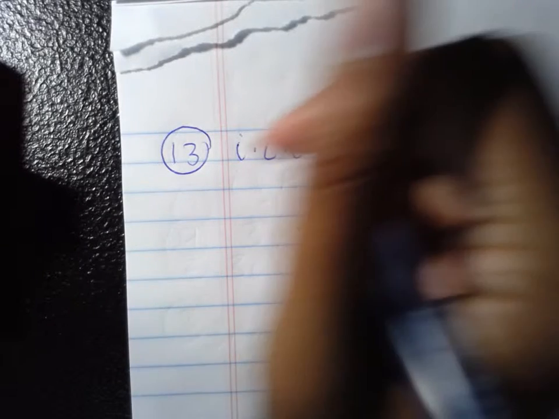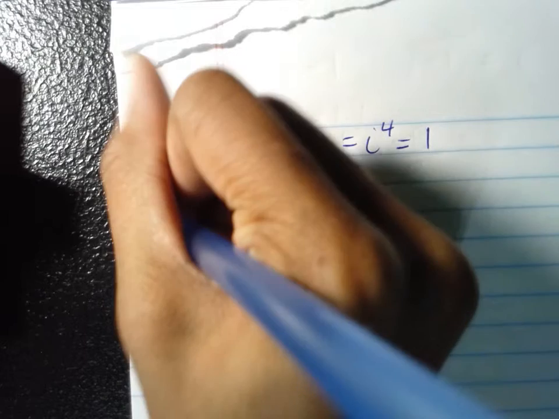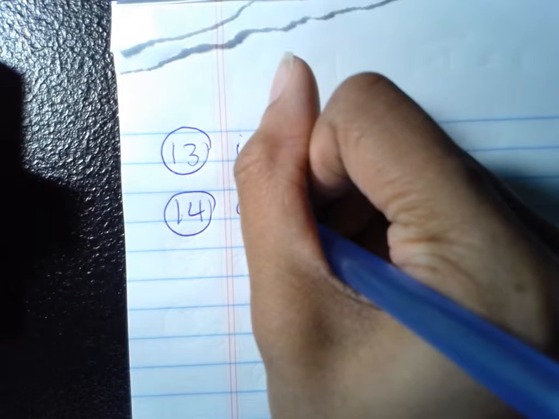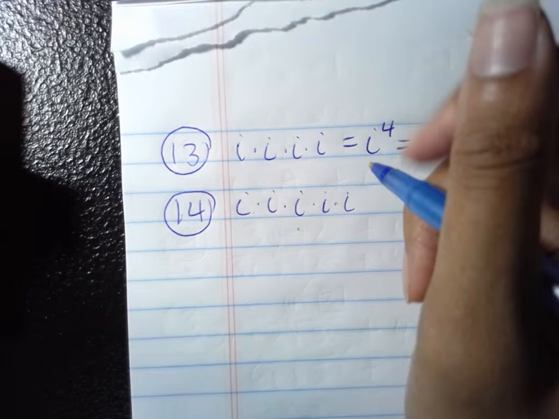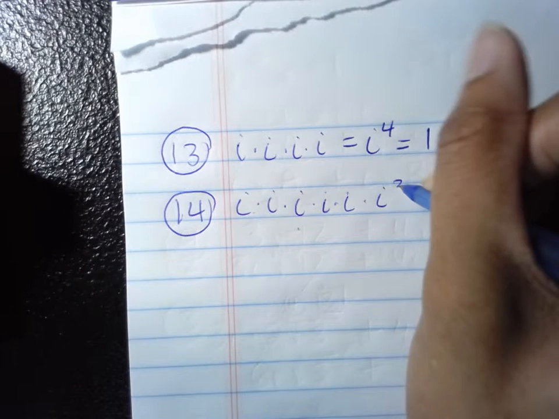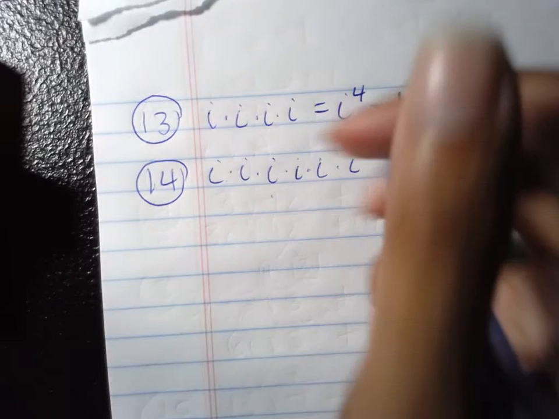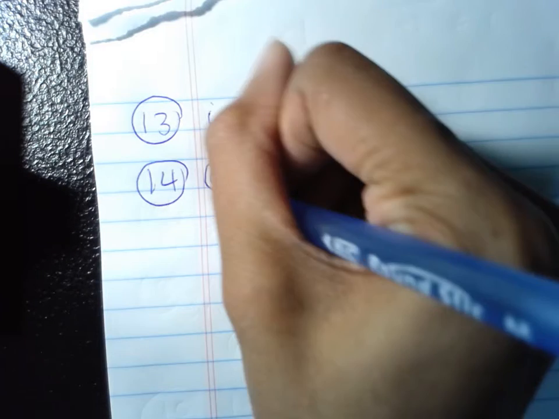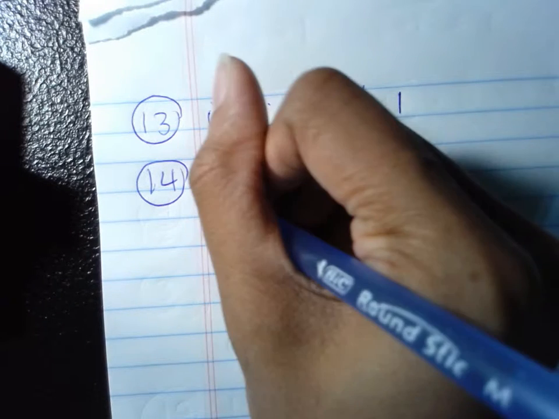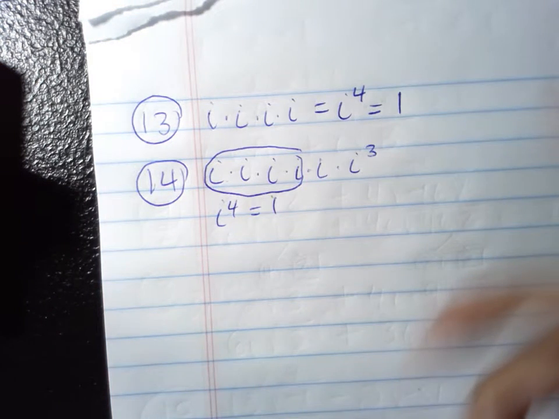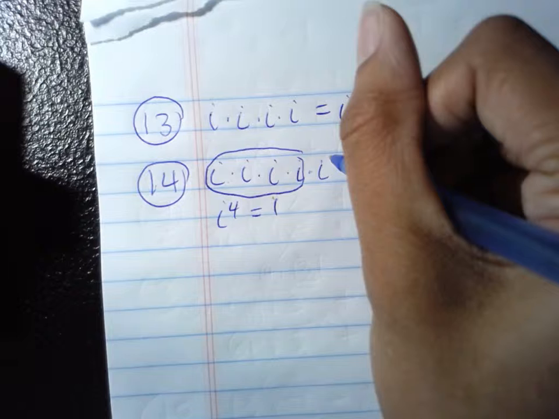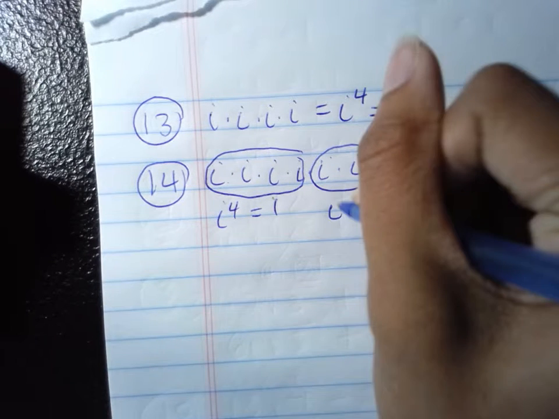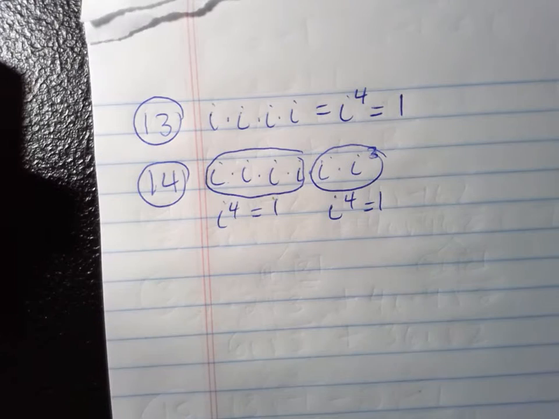Alright, number 14, we have i to the fifth times i to the third. So let's count how many i's we have: 1, 2, 3, 4, 5, and then times i to the third. I'm going to group 4 of them together because we know i to the fourth equals 1. So this is 1. And then we have i to the first times i to the third. Remember, when you multiply exponents, you add, so 1 plus 3. That's also 4, so i to the fourth is 1. Then 1 times 1 is just 1.